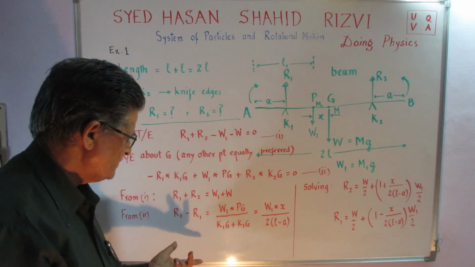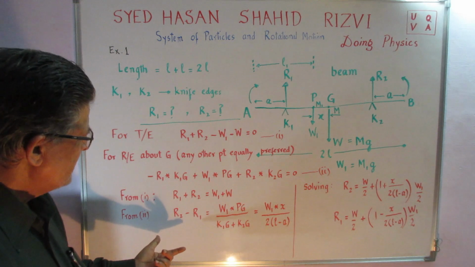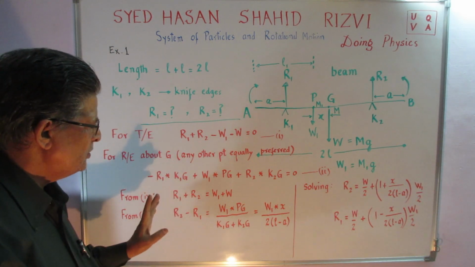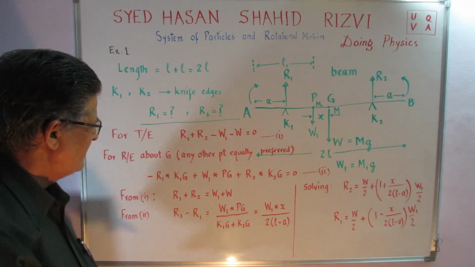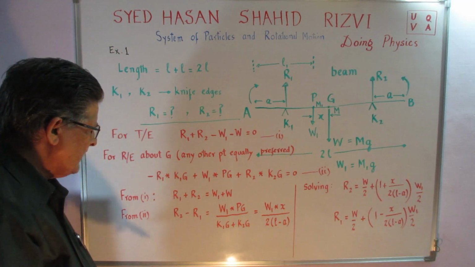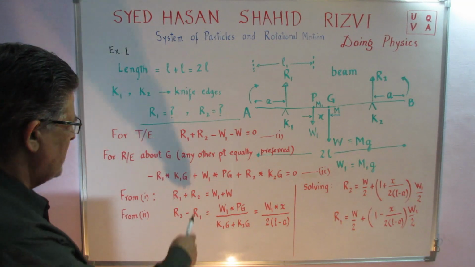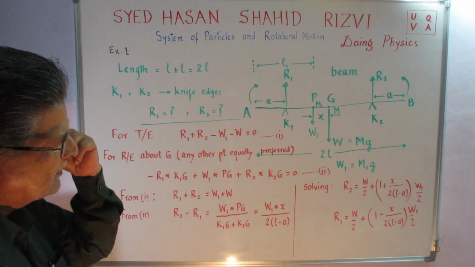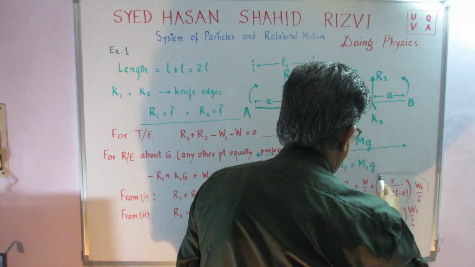These are two equations. If I add them, R1 will cancel out. I will get a value for 2R2, etc. And if I subtract this from this, then what do I get? I get 2R1, and the results like that. And if we solve them, we just obtain the results like this over here.